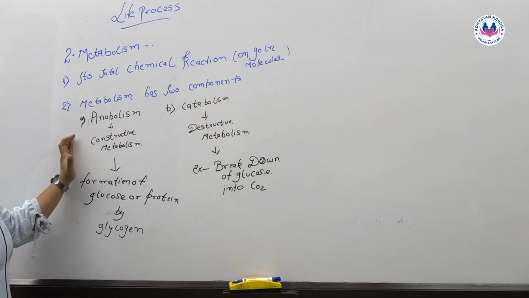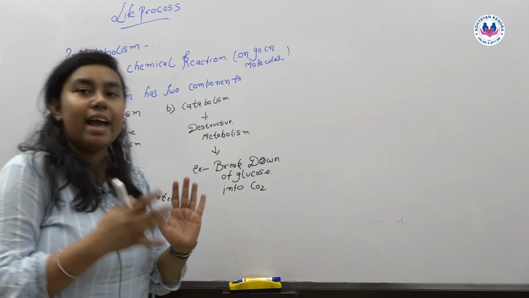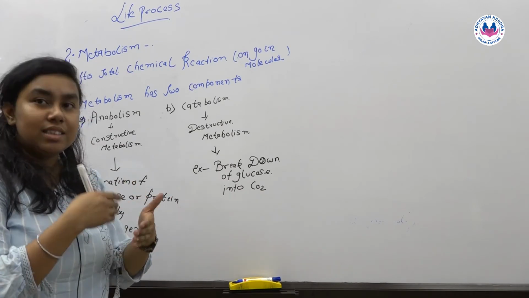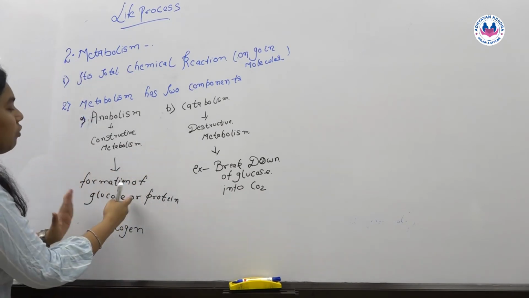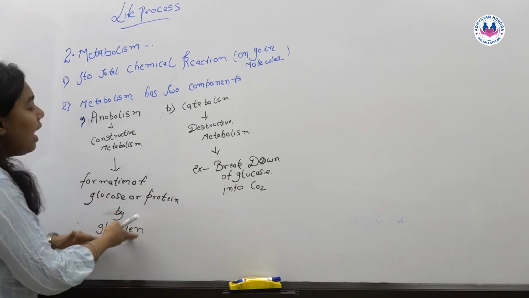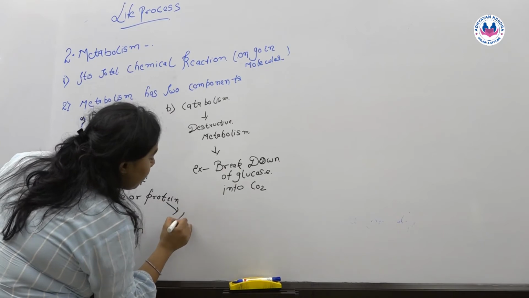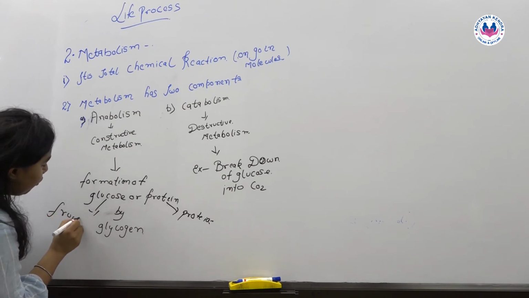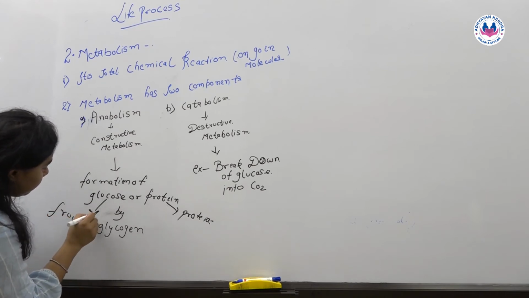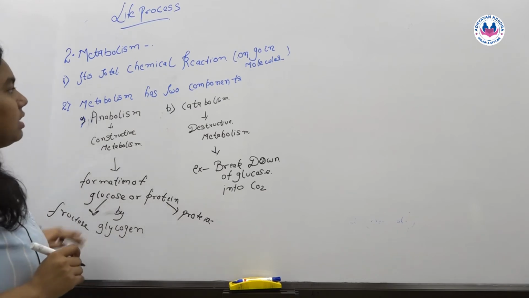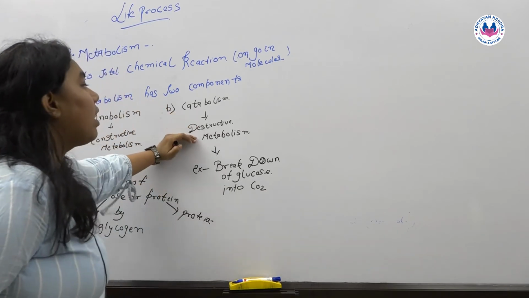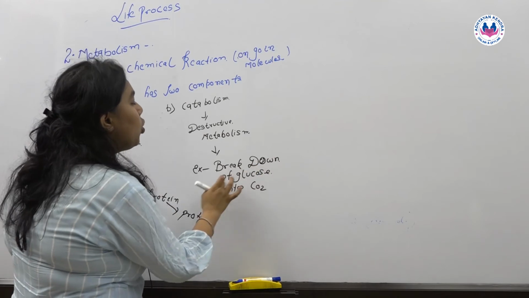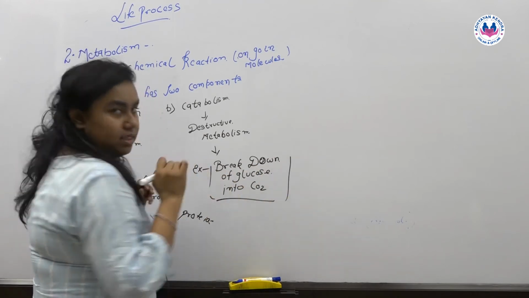Anabolism is basically constructive metabolism. Anabolism is a metabolic process where a molecule in our body is reconstructed, like the formation of glucose or a protein from glycogen, and after that protein creates protease and glucose creates fructose and other respective molecules. Well, catabolism has destructive molecules. Destructive means it breaks down, like it breaks down glucose into carbon dioxide. Okay.